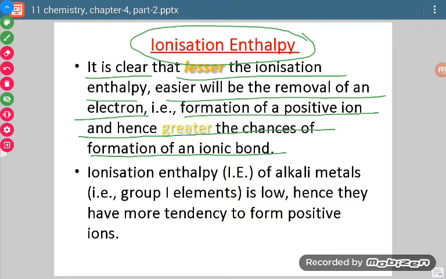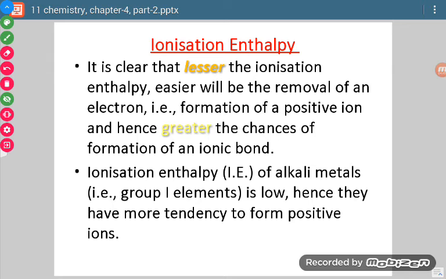Now for which elements are these low? When we talk about alkali metals, then ionization enthalpy values are low, so they can form positive ions very easily. So we will say that the positive ion must be formed from alkali metals. It can be formed from other elements also, but we are saying here for which it will be the easiest. It will be the easiest for alkali metals.